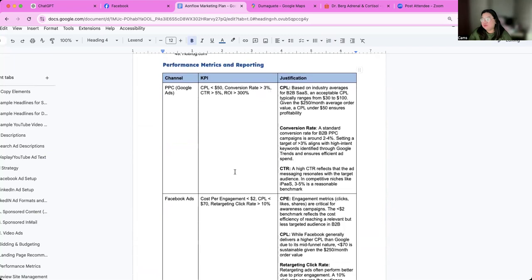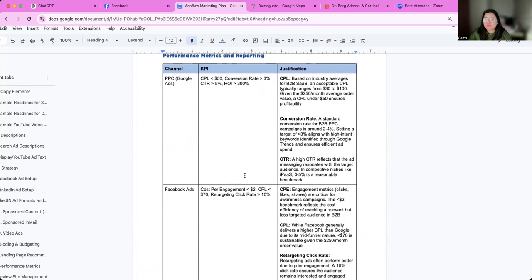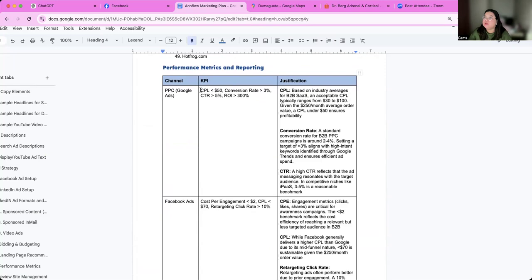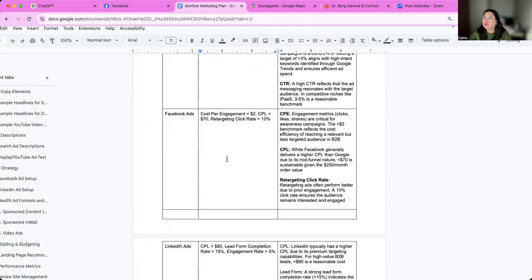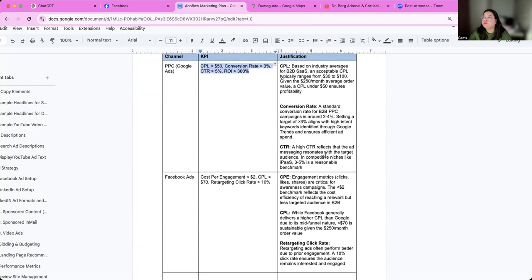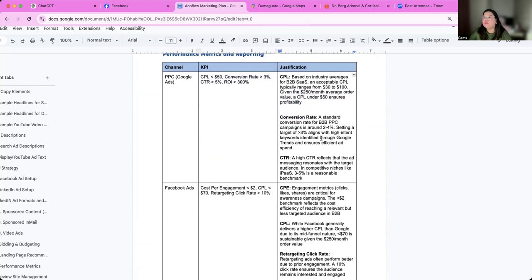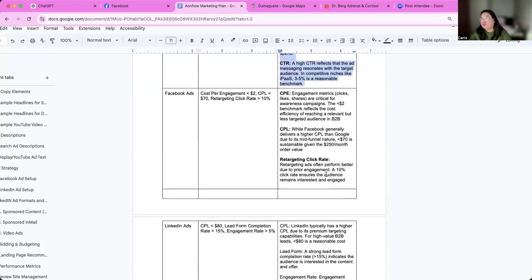The last phase will be the performance metrics and reporting. So these are the KPIs that I've set per platform. And then I've also included why. So it's very important when setting up KPI. It's not about, oh, this is what I feel, na tama, ganito, and etc. But it's based on data and also the industry they came from. So also the location as well. So we can have a benchmark. So ito yung mga nilagay ko na justification.